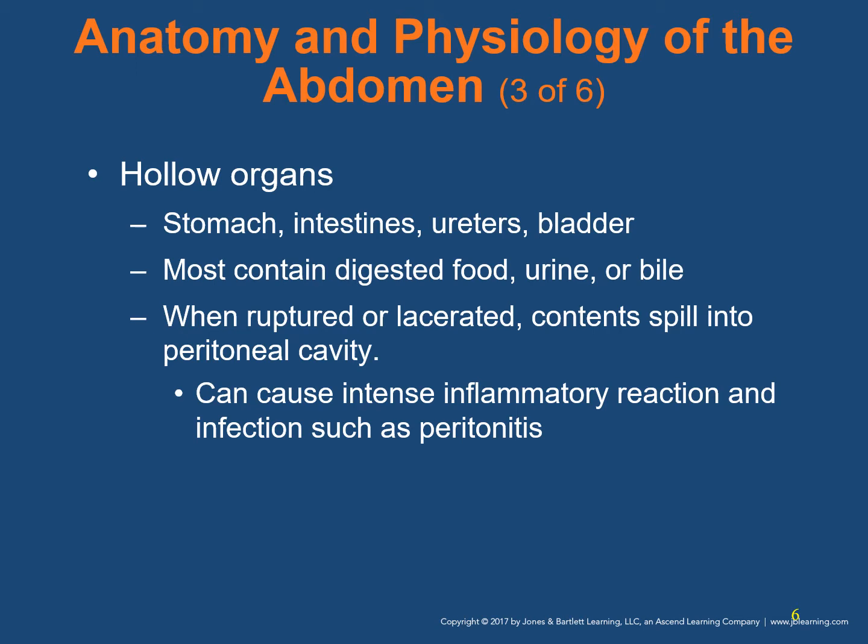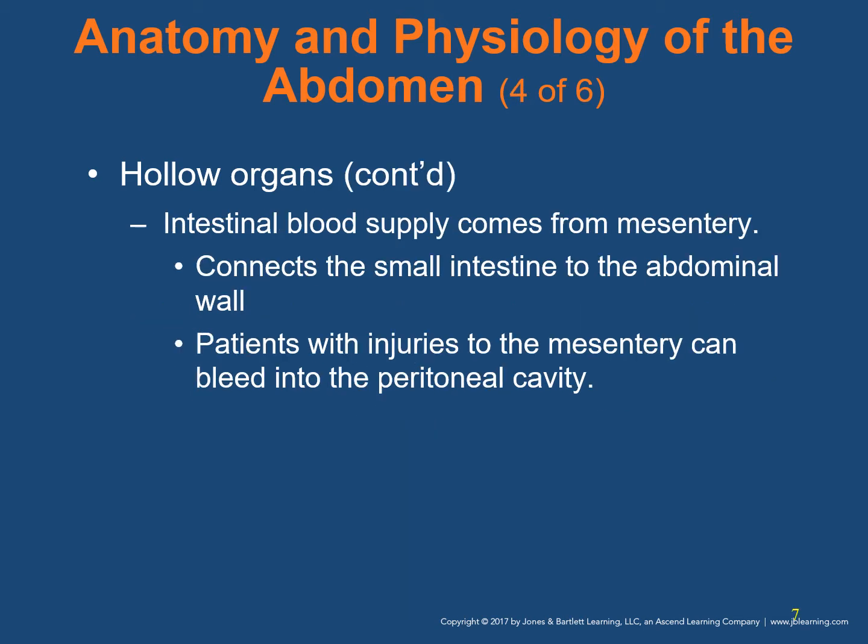Peritonitis is an inflammation of this type. Serious and may become life-threatening. Signs include severe abdominal pain, tenderness, and muscular spasm. Intestinal blood supply comes from the mesentery, a fold of tissue that connects the small intestine to the abdominal wall. Patients with injuries to the mesentery can bleed significantly into the peritoneal cavity. Signs of this include abdominal rigidity and para-umbilical bruising.